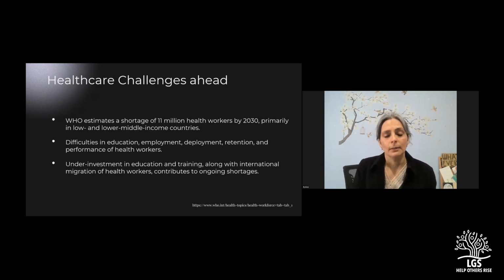There's also underinvestment in education and training in the LMICs. There is a lot of international migration of health workers that contributes to these challenges and ongoing shortages. So if we haven't already, we should be considering looking at this and seeing how we can move ahead with the use of AI.